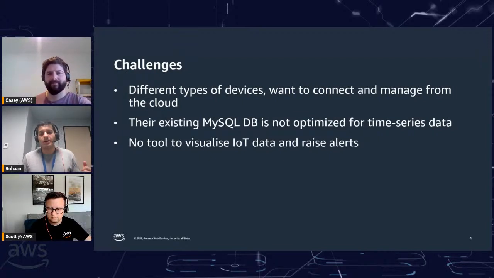They also need somewhere to store that data. They have an existing MySQL database, but that might not be the best choice when dealing with time series data, so we'll need to solve for that as well. And finally, they don't have any kind of data visualization tool to monitor the IoT data with and raise alerts, right? So those are the three challenges we're going to solve for today using AWS IoT services, and we'll do a bit of a demo at the end. Sound good?